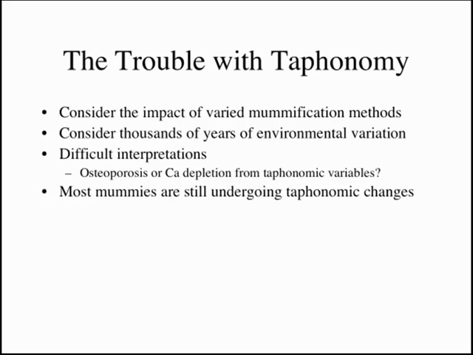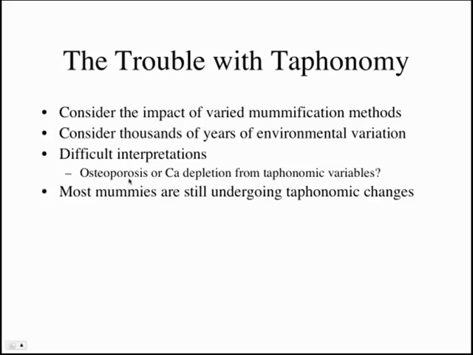Okay, so we have to consider the impact of varied mummification methods. Were there extrinsic factors, human factors, intentional mummification factors? And does that then disrupt the way in which a body decomposes over 10 years, 50 years, 100 years, 1,000 years, 2,000 years, and so on? Consider thousands of years now of environmental variation. So the point is that interpreting the bones of mummies and the soft tissues is difficult.